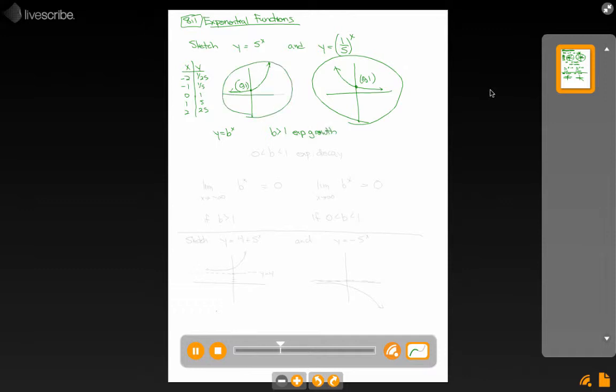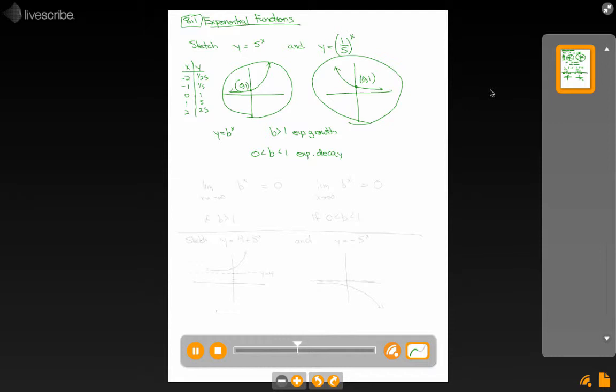And, like the first one that we did, if b is between 0 and 1, you have exponential decay, like the second example that we did. And really we don't look at bases that aren't either greater than 1 or between 0 and 1. So the next thing we would do then is potentially look at some limits related to these things.